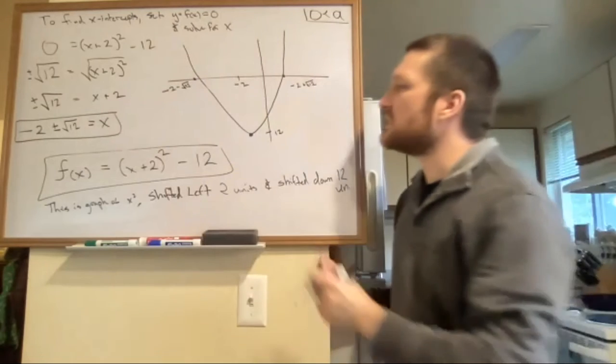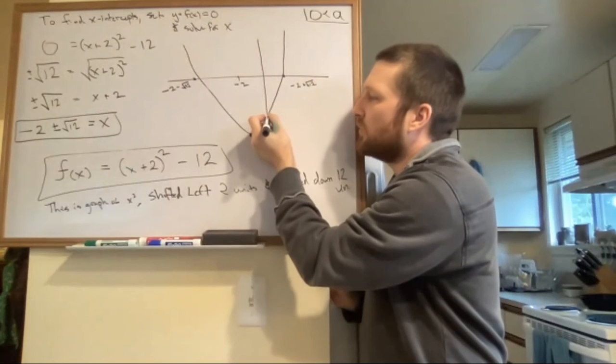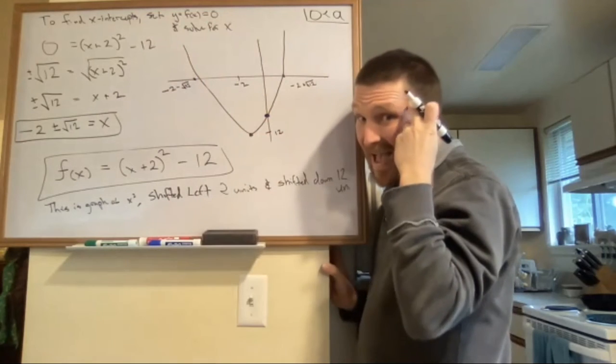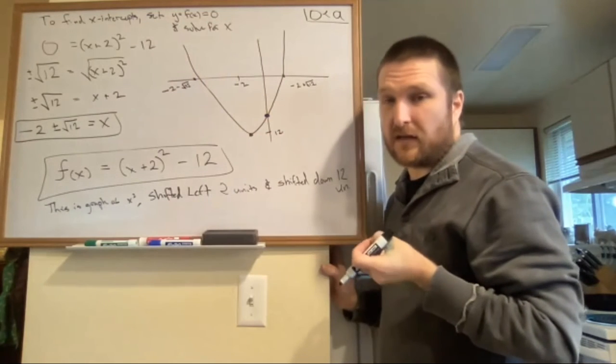The only thing that's left is, where does it go through the y-axis? If you're on the y-axis, what is the x value?